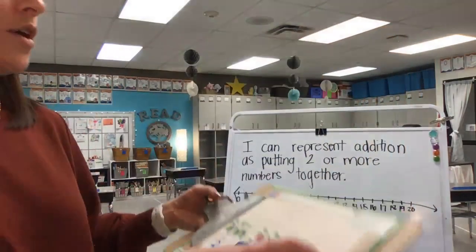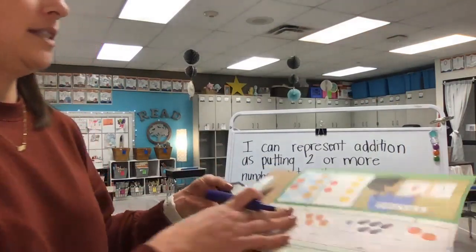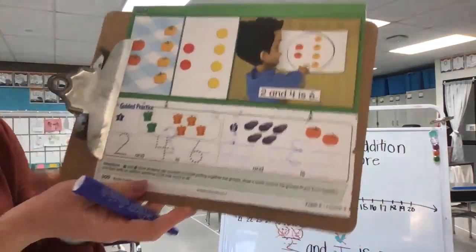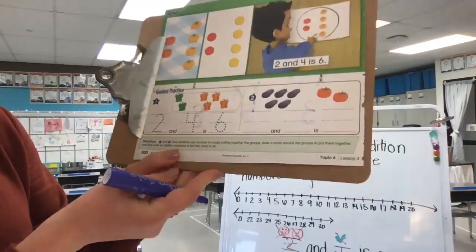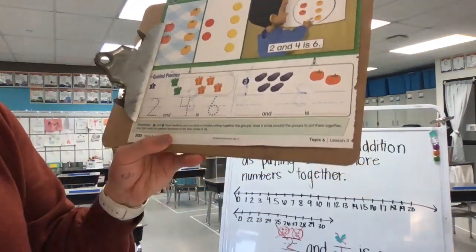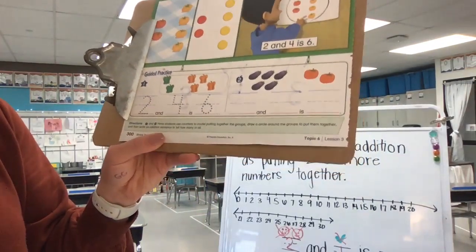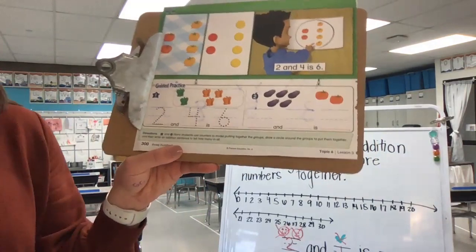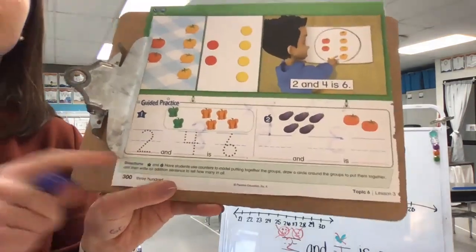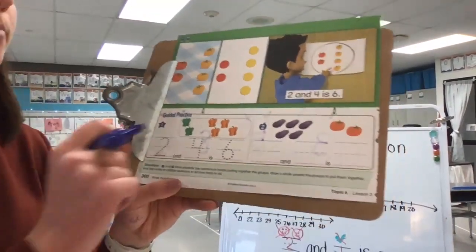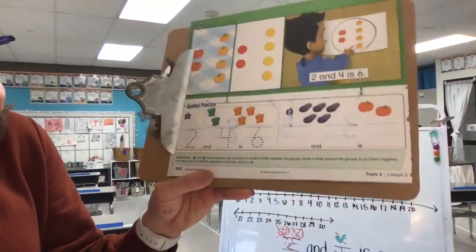Okay, so let's flip back to our guided practice. We're going to show the same thing on our guided practice, but our directions are a little different. It says we're going to count our groups, then we're going to draw a circle around the groups to put them together, okay? So the first one, they've already given us our dotted numbers for us, but let's check our work. Let's count how many peppers there are all together.